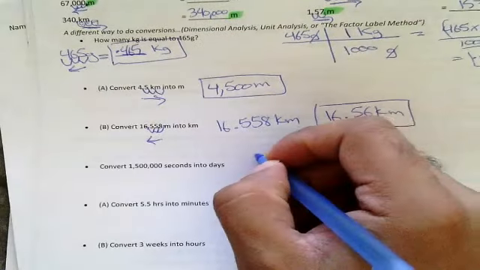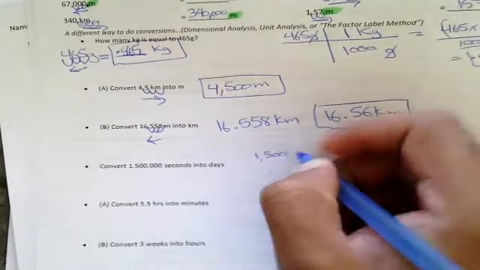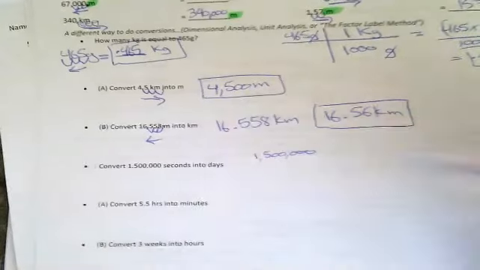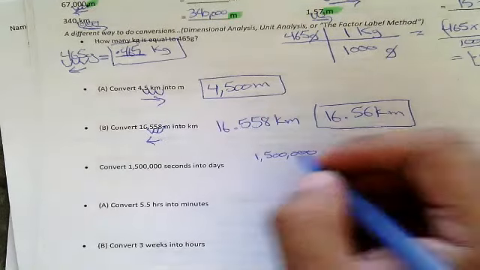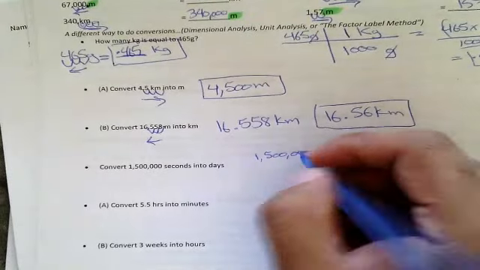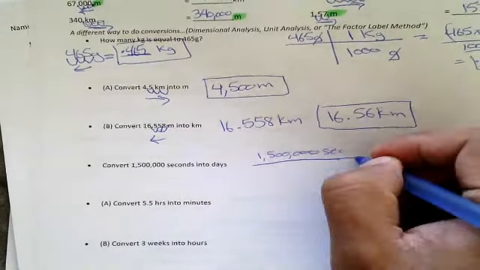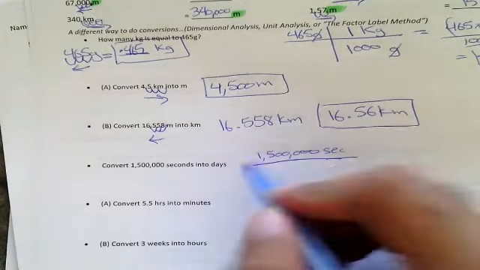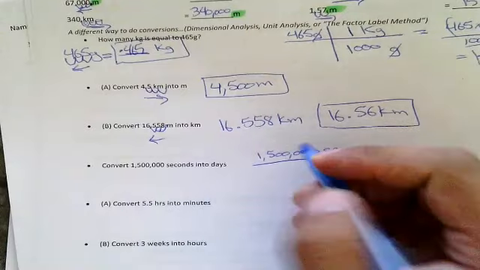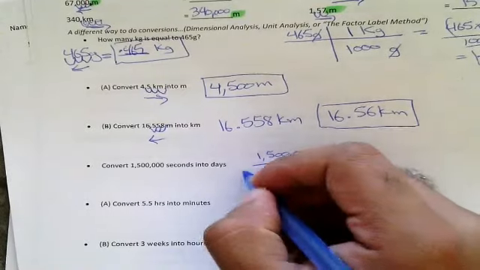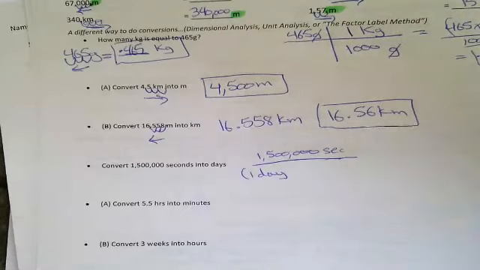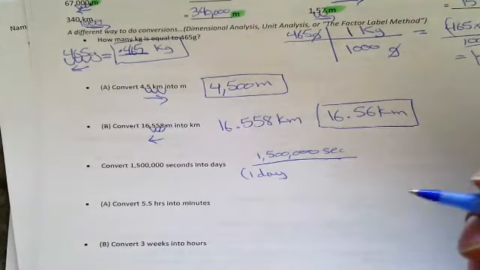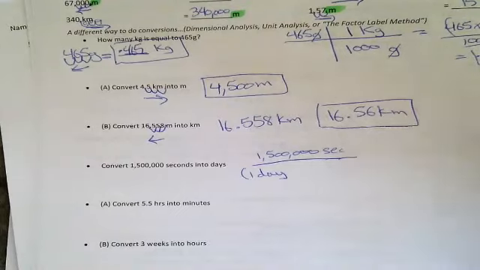So you just go ahead and write your given, 1,500,000 seconds, and we're going to go ahead and divide. You start off with the unit that you want to end in. So we start off with 1 day. Now, what's the next unit after days? Meaning, what makes up a day? It's hours. There's 24 hours in a day.